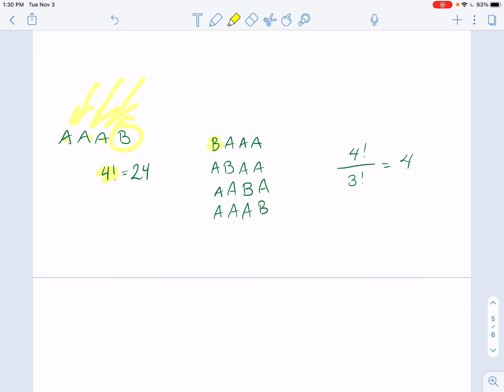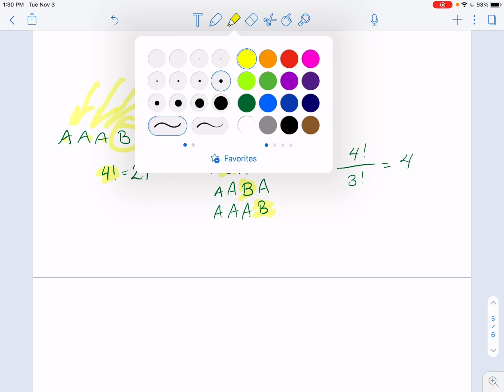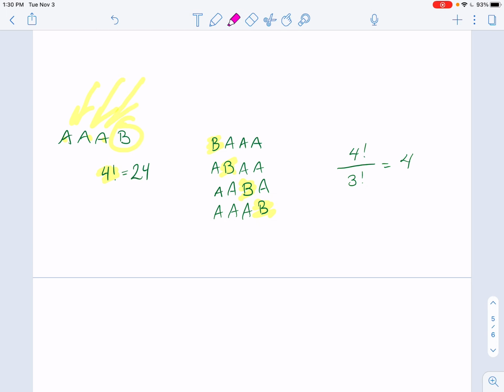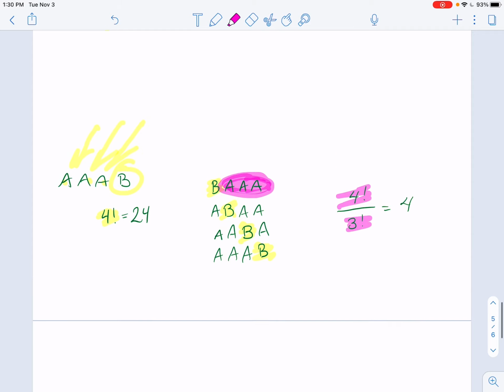What does look different is where B falls. And so I've got 3 factorial ways to arrange these A's in here. That's why we say 4 factorial for the total number of tiles divided by 3 factorial, because this thing has been repeated. I have 3 factorial ways to arrange them, but they don't look any different. That was a colorful mess, but hopefully that made sense.